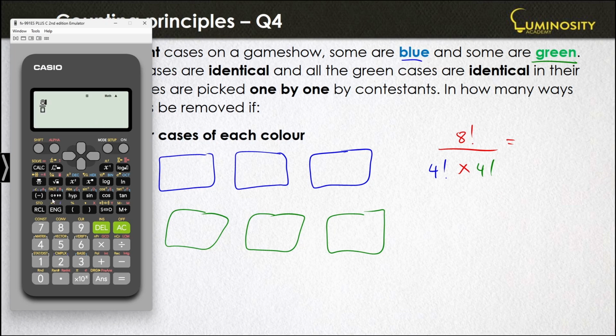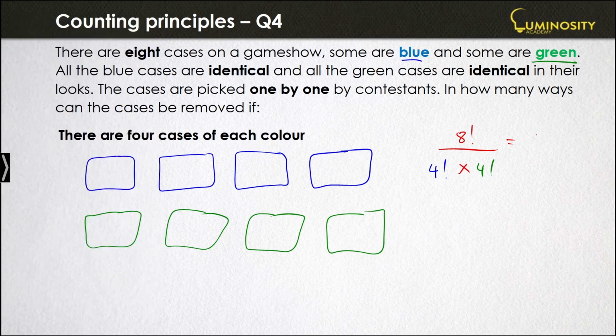So let's get that up. It's going to be 8 factorial divided by 4 factorial times 4 factorial. That gives us 70. So there are 70 different ways that the cases can be removed one by one in any specific order with those 4 blue cases and 4 green cases.